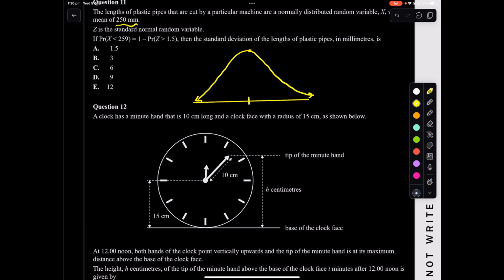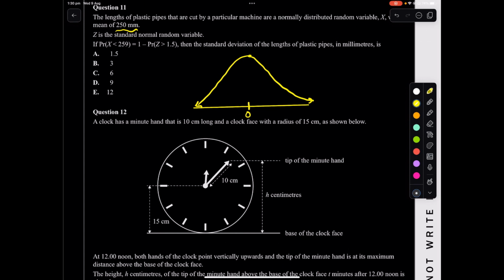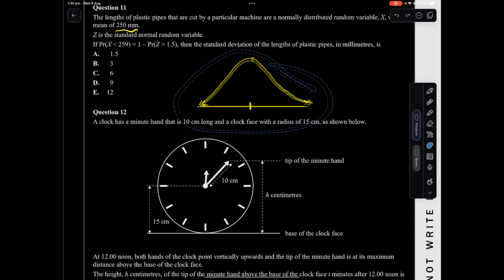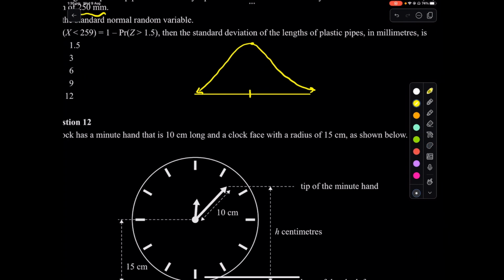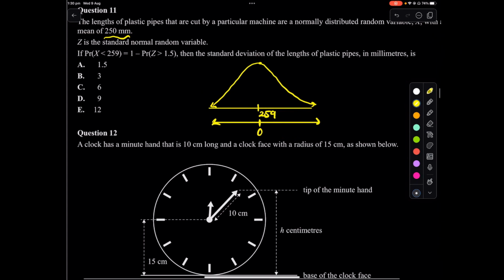Let's say this is your mean, like this is 0, and this is your normal distribution. Let's make it smaller and push it like this. Okay, so let's say this is 0, and this is 250, because that's your mean.